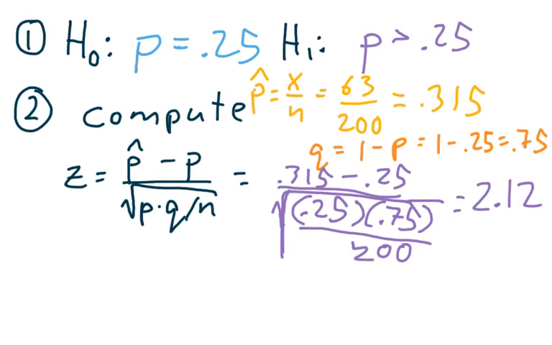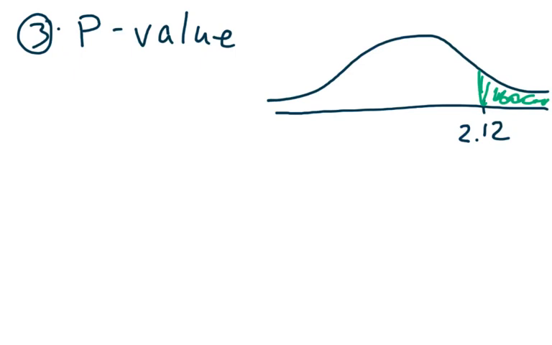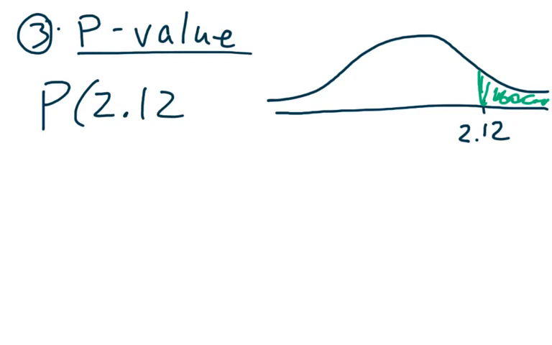All right, so on to step 3. We'll flip the page here. In the p-value method, step 3 is to calculate the p-value. And so we're going to find p of 2.12. Well, no, sorry. We're going to find this area. So remember, when we look up p of 2.12, that's going to give us a left area.